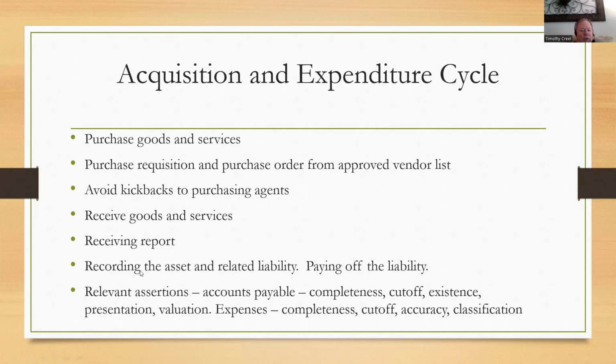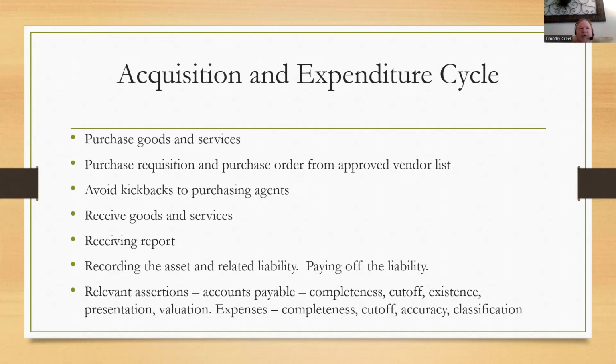Now, recording. So basically, think of the cycle as this. It's related to purchasing goods and services. One department would fill out a purchase requisition and send it to the purchasing department. They would do a purchase order. The company would then receive it in their receiving department, prepare a receiving report, and then they would record the asset and related liability. And then at a later time, they would pay off the liability.